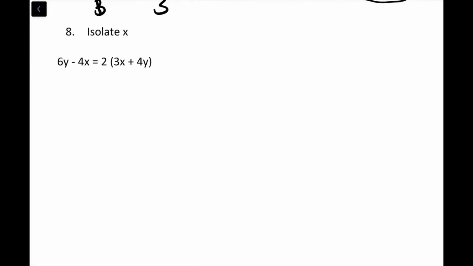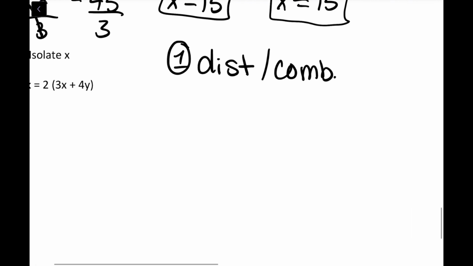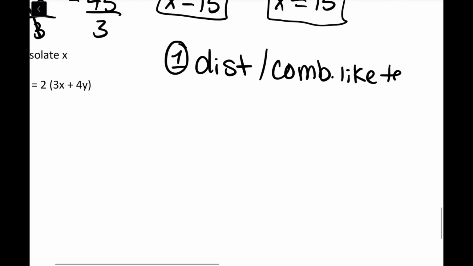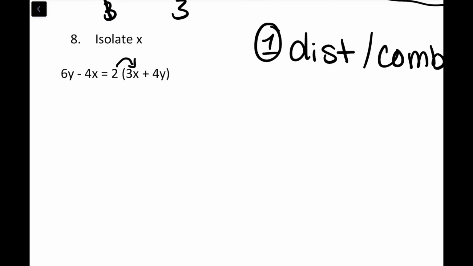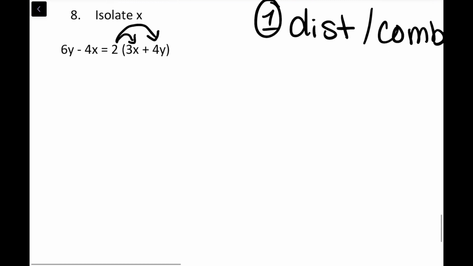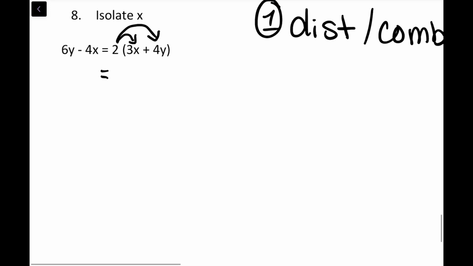Okay, last one, we want to isolate x. So this one says 6y minus 4x equals 2 times the sum of 3x and 4y. So the first thing I want to do here is distribute and combine like terms. So I have distribution here because 2 is being multiplied by a sum. So I know that if I multiply by each term and add them, it'll be the same as if I multiplied by the actual sum.